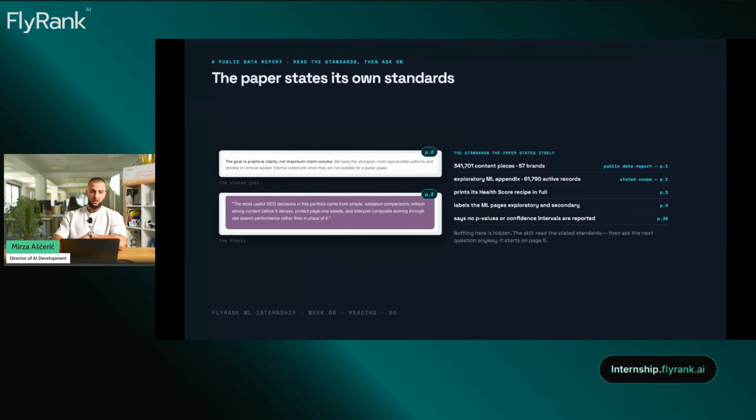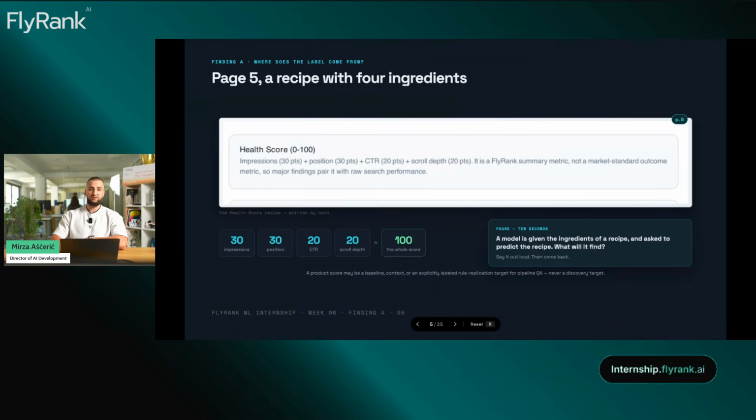On page 2, it says the goal is to be clear and not to make the biggest claim. The paper shows how it makes its health score. It also says the ML pages are just to explore ideas, and it does not give p-values or confidence intervals, which are the special numbers that show how sure you are. So nothing is hidden here. The smart thing to do is to read what the paper says its rules are, and then still ask more questions.